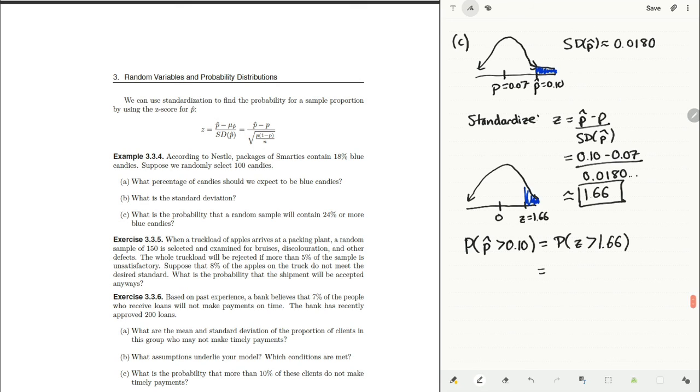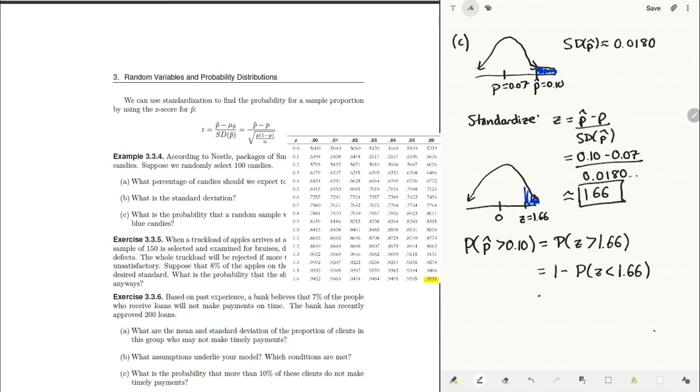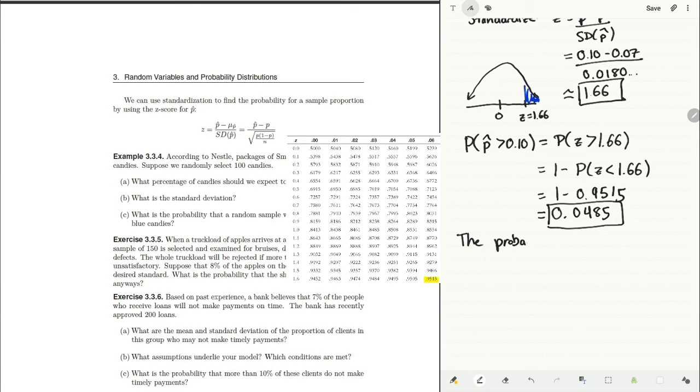And because we want the right area, we will use the complement rule and take 1 minus the area to the left of 1.66. Looking up 1.66 in our Z table gives us 0.9515. And so the area to the right is going to be 0.0485. So the probability that more than 10% of clients will not make timely payments is 4.85%.